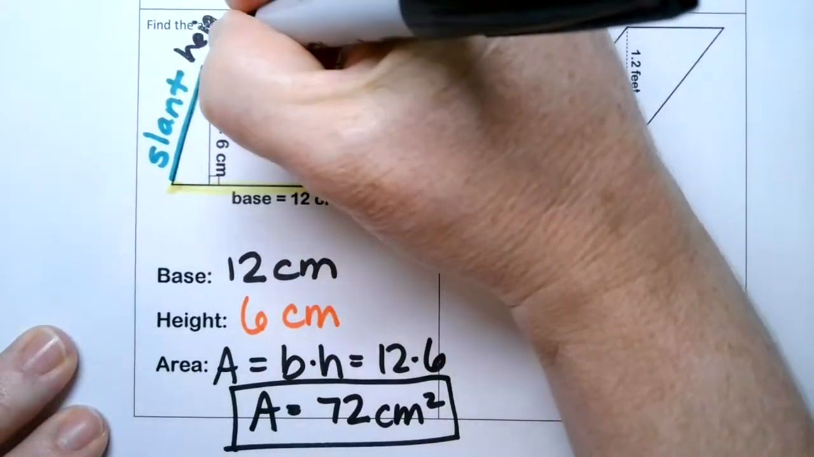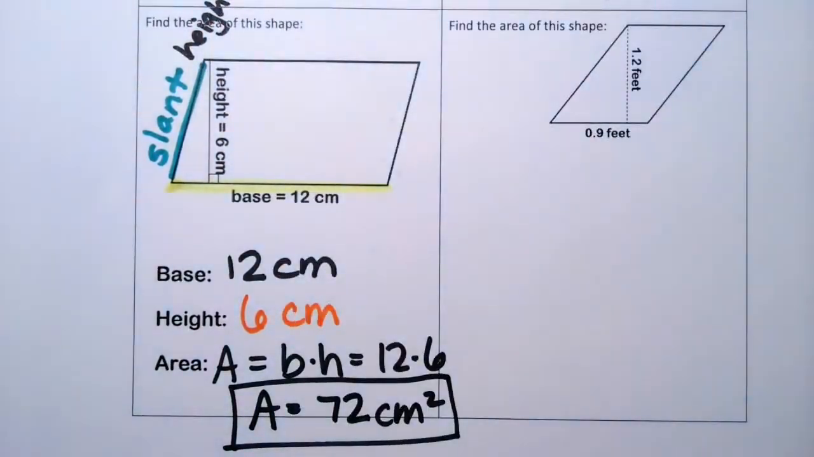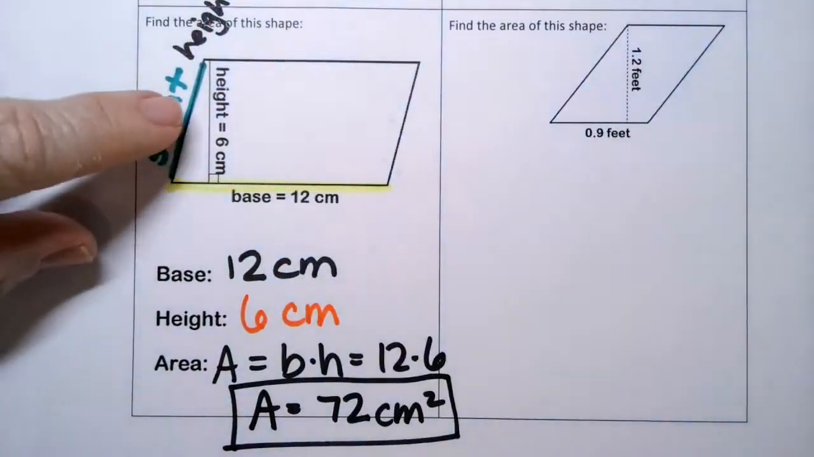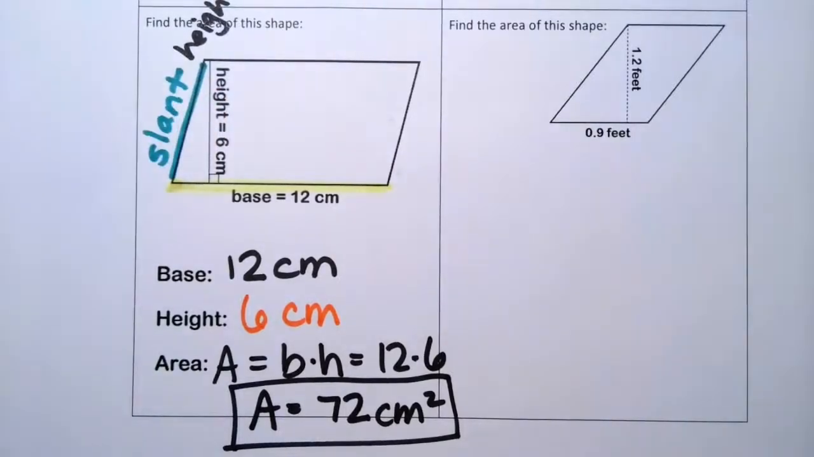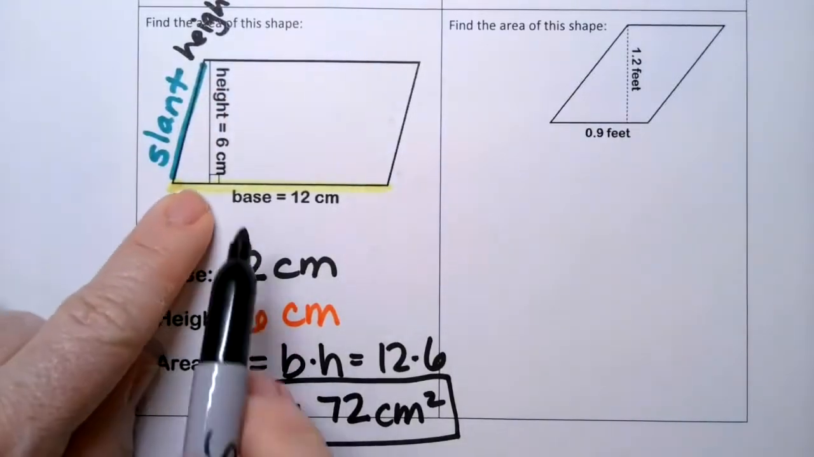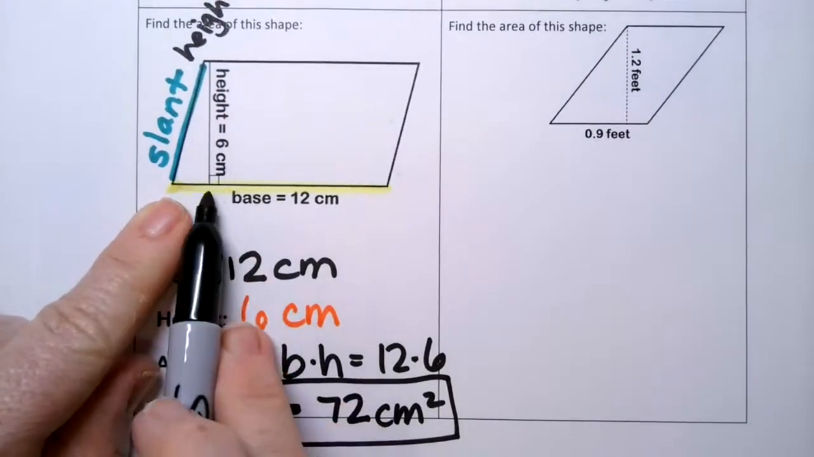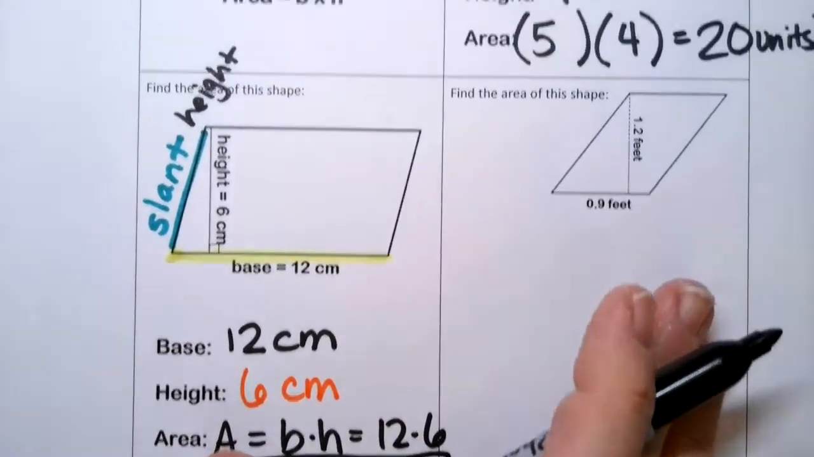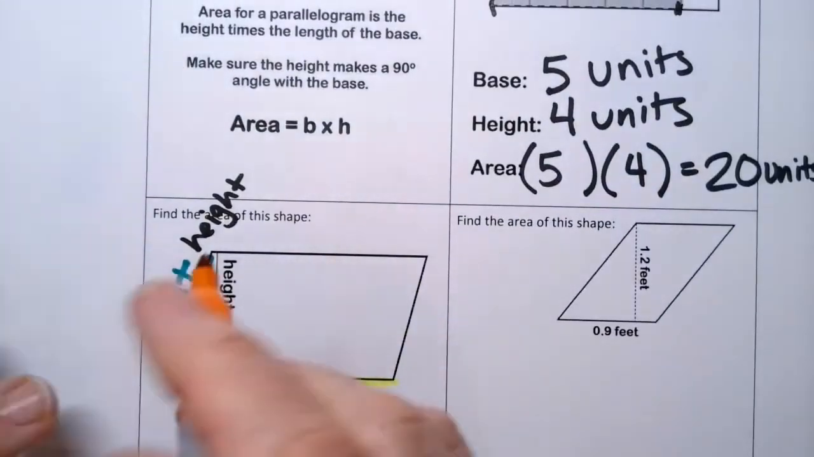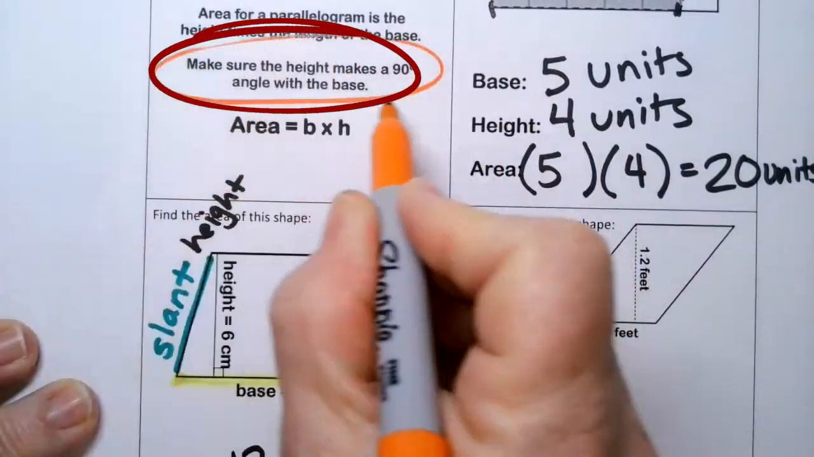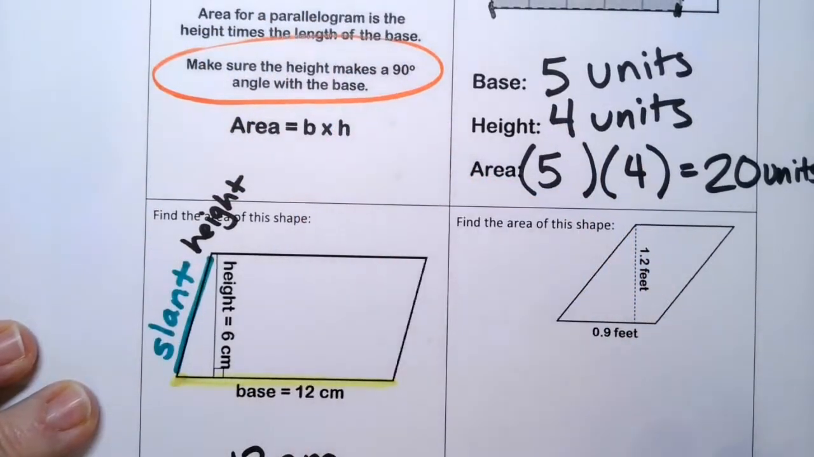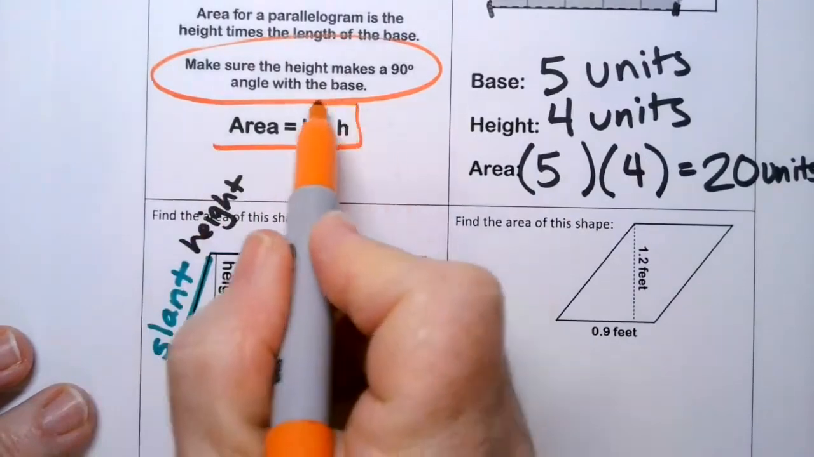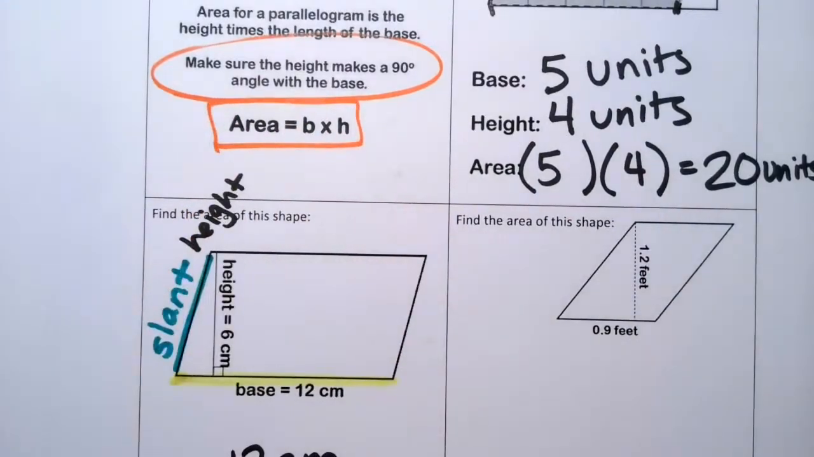We don't want that. So there's a couple of problems in your workbook where we give you this height, and then you have to pick. So it's always the height that comes up perpendicular to the base. Okay, and you can see it here. It says make sure, you can even circle this for yourself. Make sure that the height makes a 90-degree angle with the base. That's the only way you're allowed to use this formula. Otherwise, you gotta do it a different way.